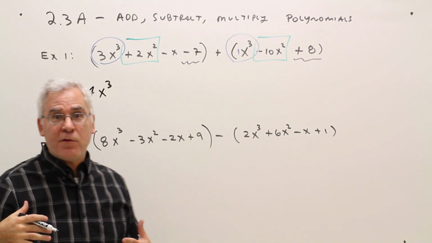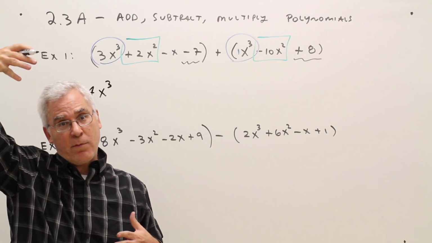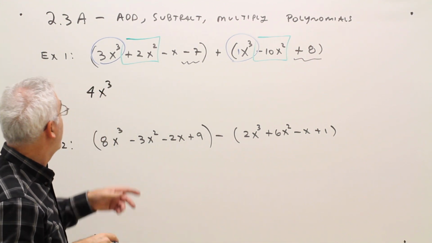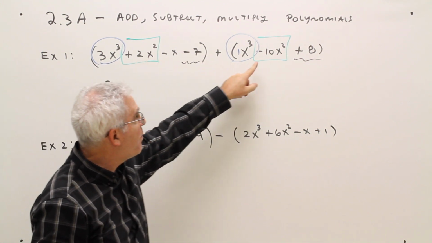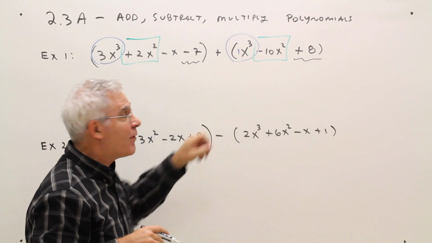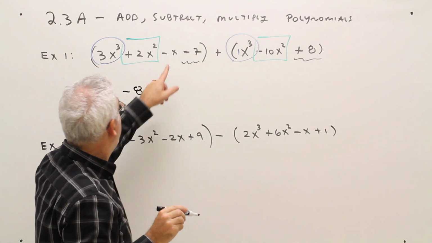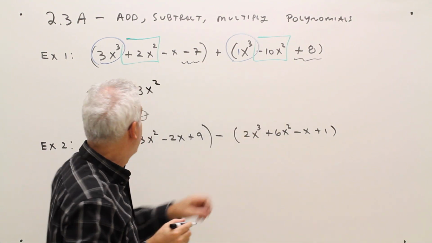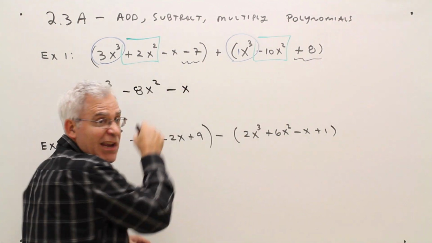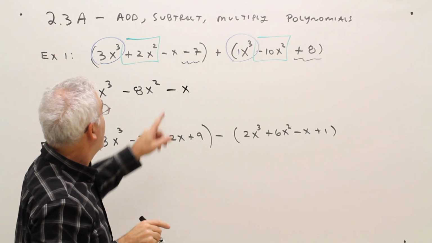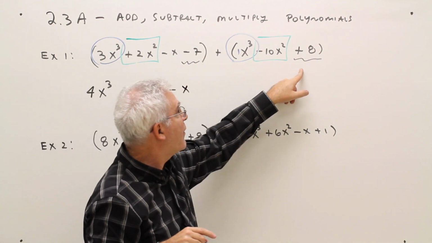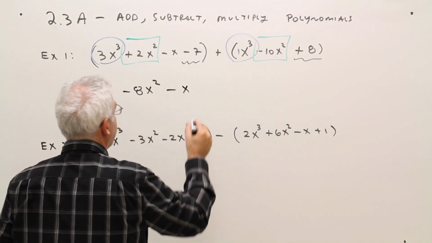And we do want to go in standard form, so highest degree term first, and then in descending order. So 2x squared minus 10x squared is minus 8x squared. Minus x, nobody, so just minus x. No need for the 1 coefficient. And then minus 7 and plus 8 would be a plus 1.